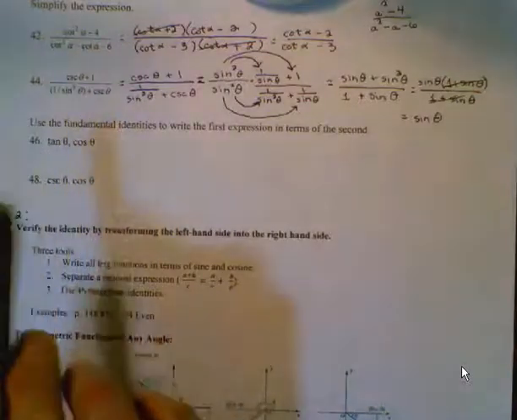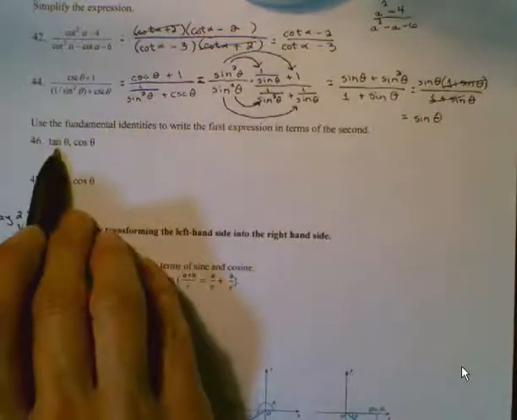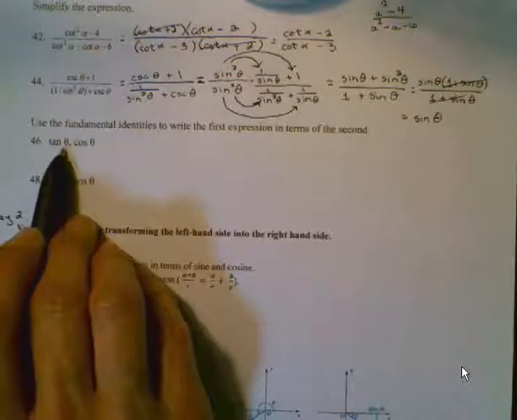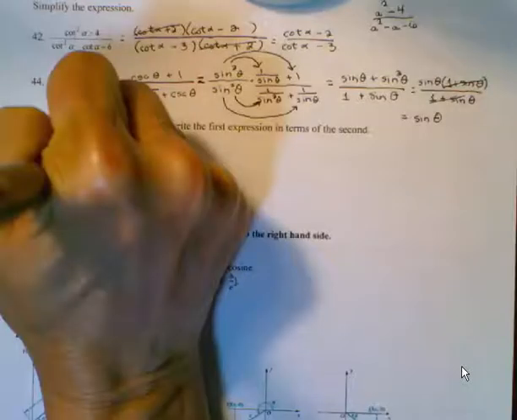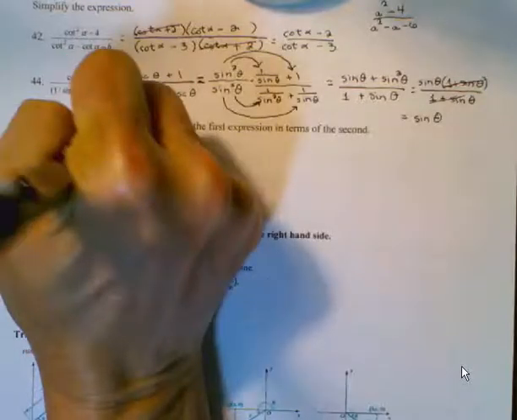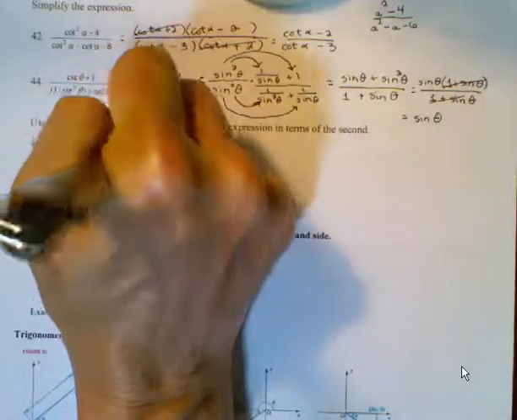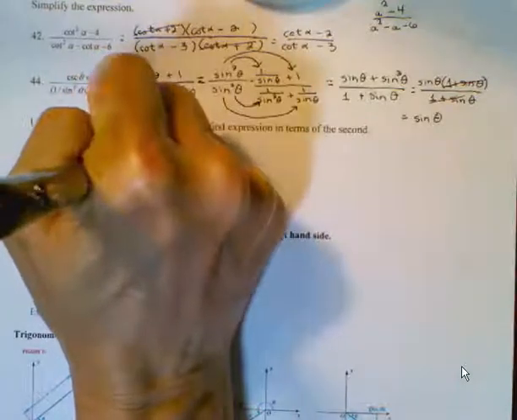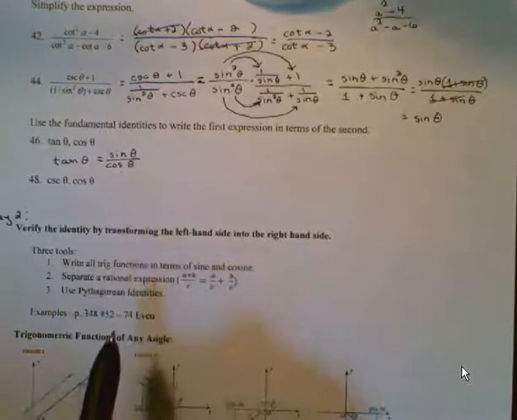Both of them say use the fundamental identities to write the first expression in terms of the second. So we want to start with tangent, but somehow we want to rewrite tangent in terms of something that only has cosine in it. We have to start with tangent and end up with an expression that only has cosines in it. Well, I can start with the definition of tangent. Really the alternate definition that I mentioned. Tangent theta is sine theta over cosine theta.